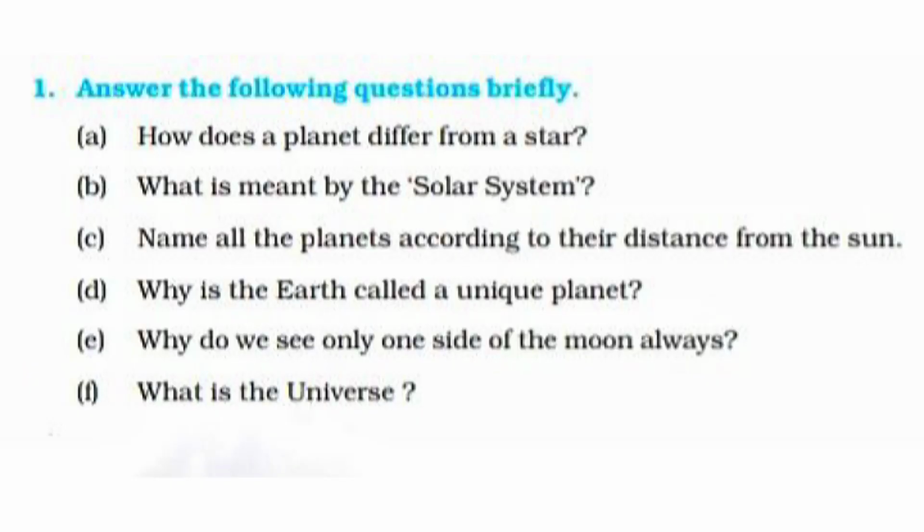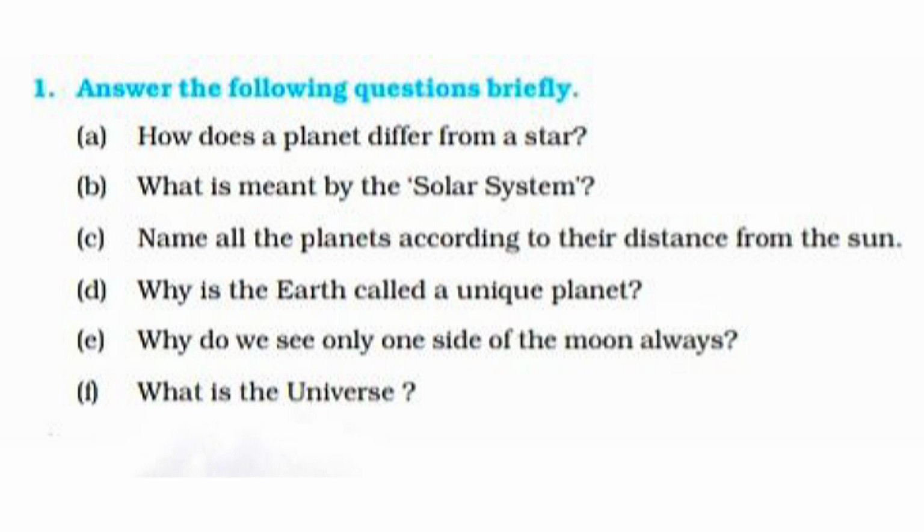Now let us answer some of the NCERT questions. So the first question is, how does a planet differ from a star? A planet is different from a star because a planet cannot produce its own heat or light, but a star can produce its own heat and light. Now the second question is, what is meant by the solar system? The 8 planets, the asteroids, the meteors and all the other celestial bodies which are revolving around the sun form a system known as the solar system.